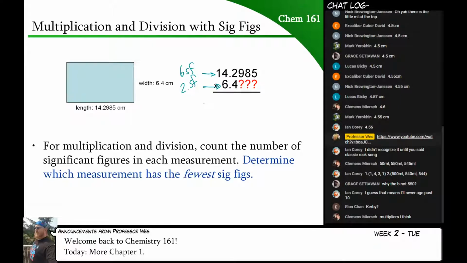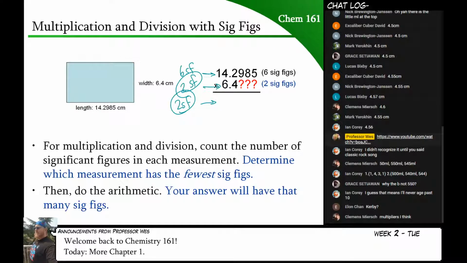Then when you do the multiplication, your answer will have whichever number you wrote down is smaller. So which is smaller, 6 or 2? Well, 2 is smaller, so my answer must also have 2. So I'll punch that into the calculator, and I'll get whatever number I get. Here it is. I must now round to 2 sig figs, so I'm going to just keep these 2.